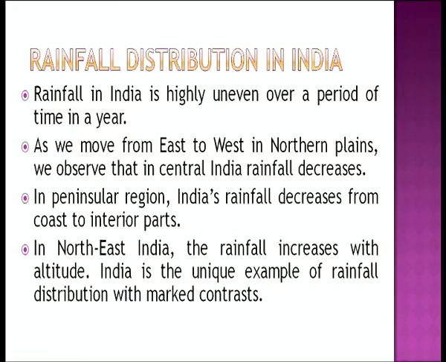Now, how is the rainfall distributed in India? It is highly uneven over a period of time in a year. As we move from east to west, in the northern plains we observe that in central India, rainfall decreases. In peninsular regions, India's rainfall decreases from coast to the interior parts. In northeast India, the rainfall increases with altitude, and India is a unique example of rainfall distribution with marked contrast.